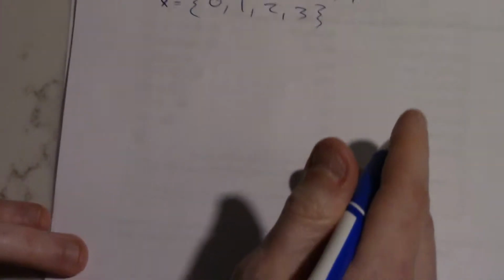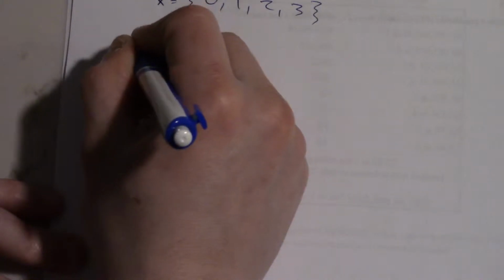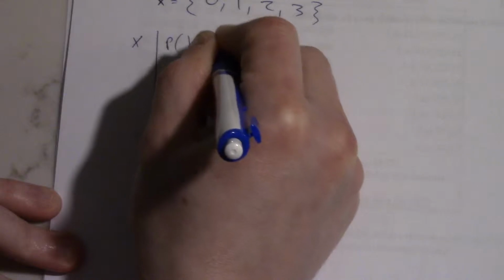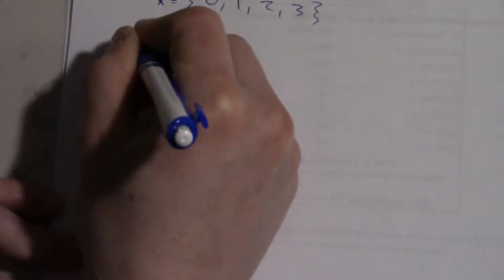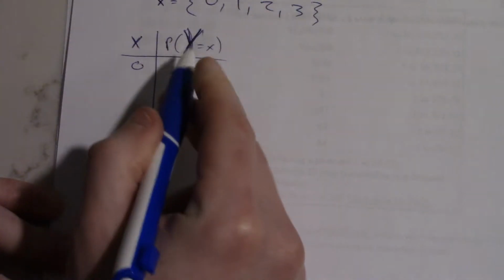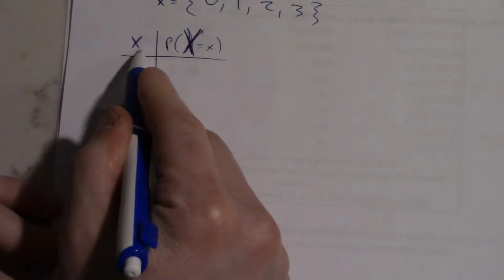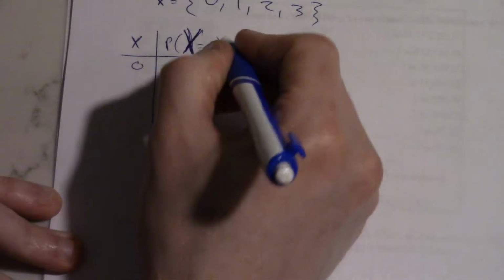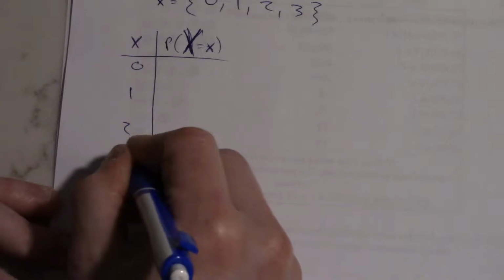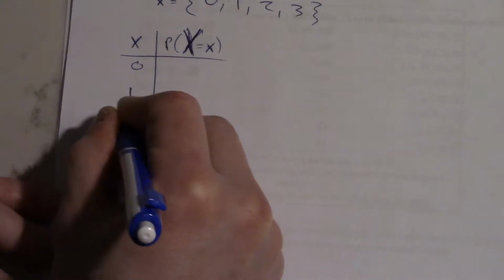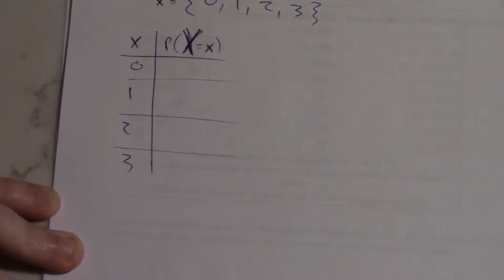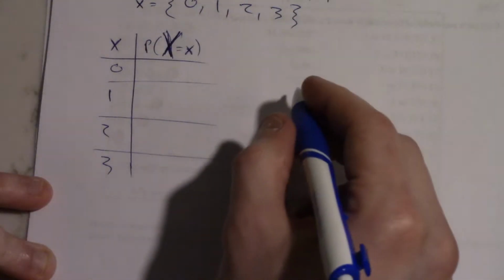So we do the same process. We create the probability distribution, which is just that table. I didn't draw it very well. But this is the big X. These two are little x's. So 0, 1, 2, 3. So now we have to find the probability of each of these outcomes. And it's the same process as before.